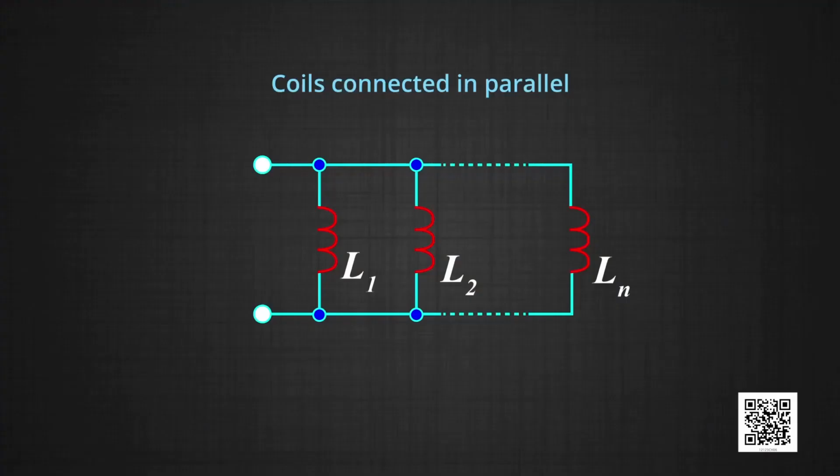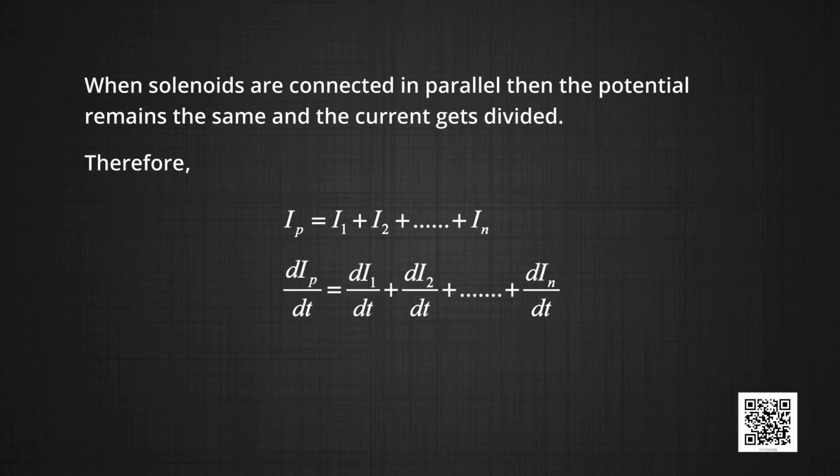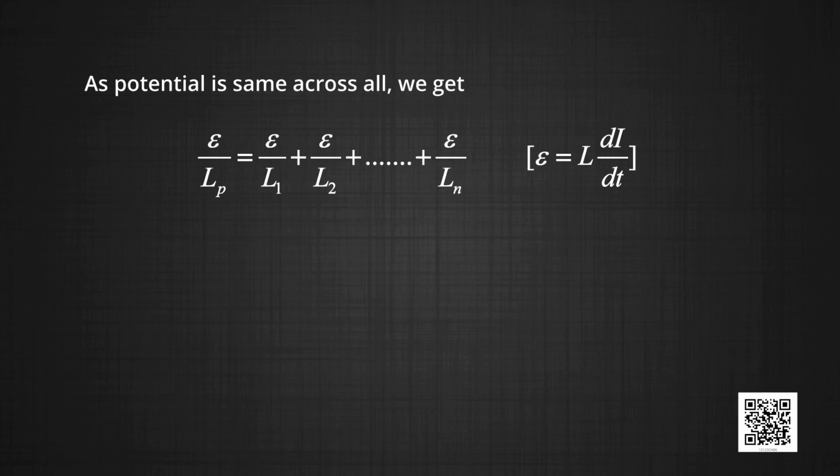Now, coils connected in parallel. When coils are connected in parallel, the potential remains the same and the current gets divided. Hence, Ip through the whole parallel combination of solenoids is equal to I1 plus I2 and so on till In. dIp by dt will be equal to di1 by dt plus di2 by dt and so on till din by dt. As the potential is the same across all, we get E by Lp is equal to E by L1 plus E by L2 and so on till E by Ln.